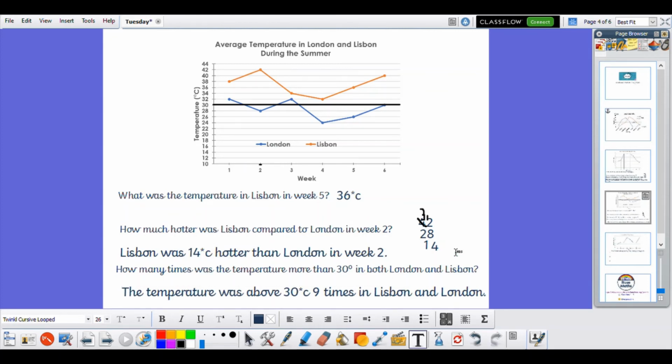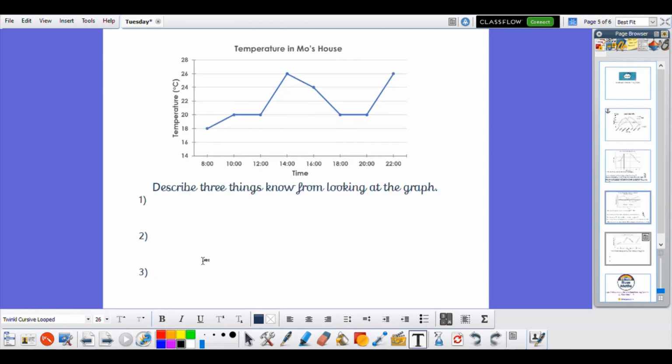So it's nice and simple like that. So just use the lines to help you. Use a ruler or draw a line, whatever you need to do. That will help you a lot, okay? And then finally we've got the last graph. And this is a little bit of problem solving and reasoning, okay?